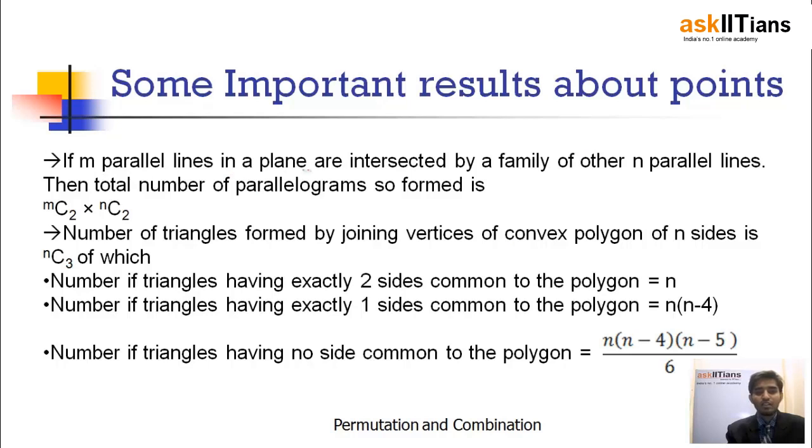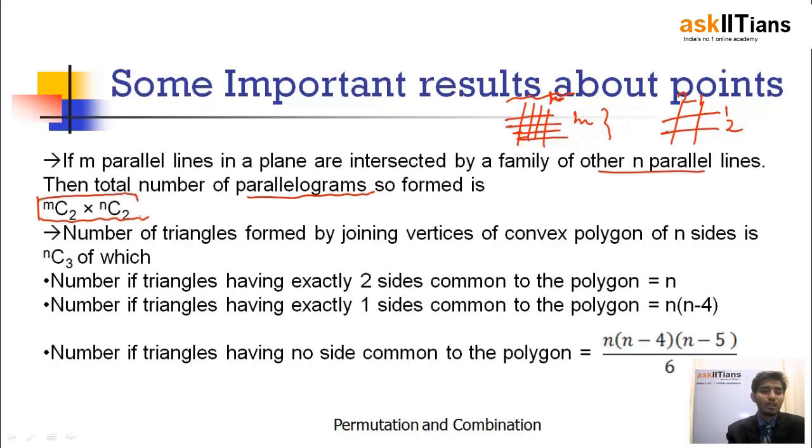If m parallel lines in a plane are intersected by a family of n other parallel lines, then the total number of parallelograms so formed will be given by mC2 into nC2. So if there are m parallel lines like this, and n parallel lines like this, and I select any 2 parallel lines from this set and any 2 parallel lines from this set, I will get one parallelogram. So mC2 into nC2.